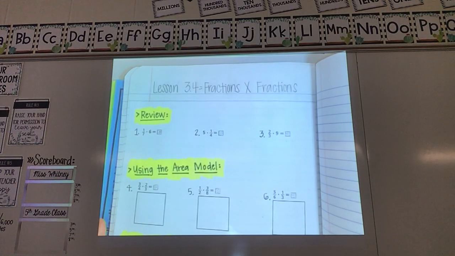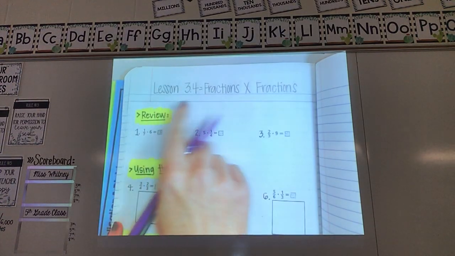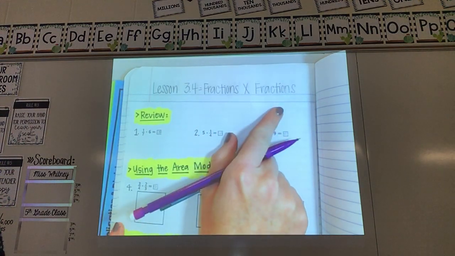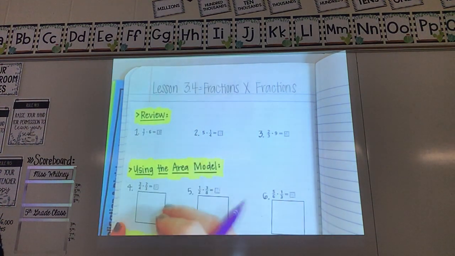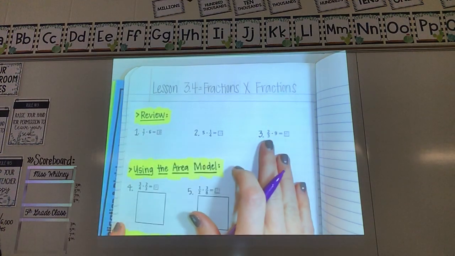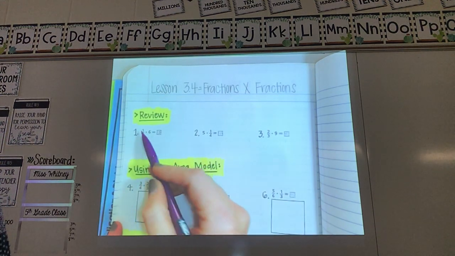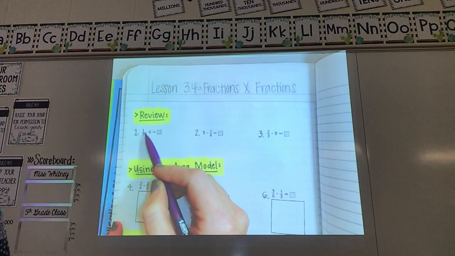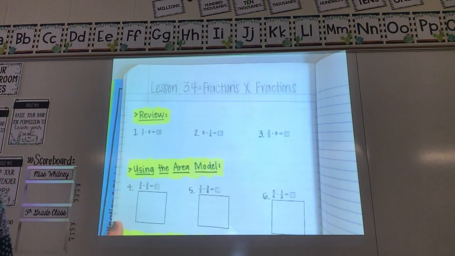Hi, fifth graders. Today in math, we are doing lesson 3.4, which is fractions times fractions. So instead of doing a big number times a fraction, today we're going to be working with a fraction times another fraction. So let's first do a review of what we've been working on so far this week. Number 1, 1/7 times 6. What would 1/7 times 6 give me?